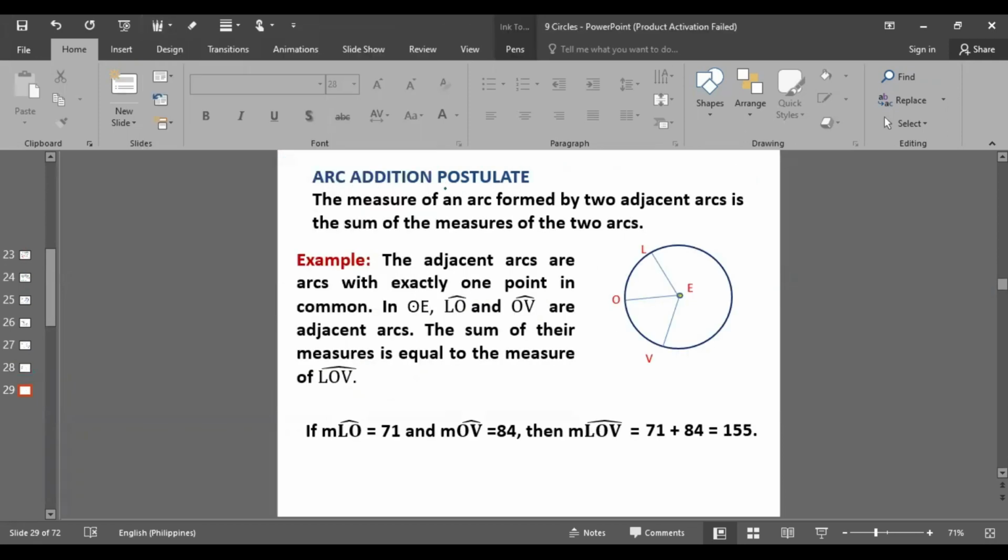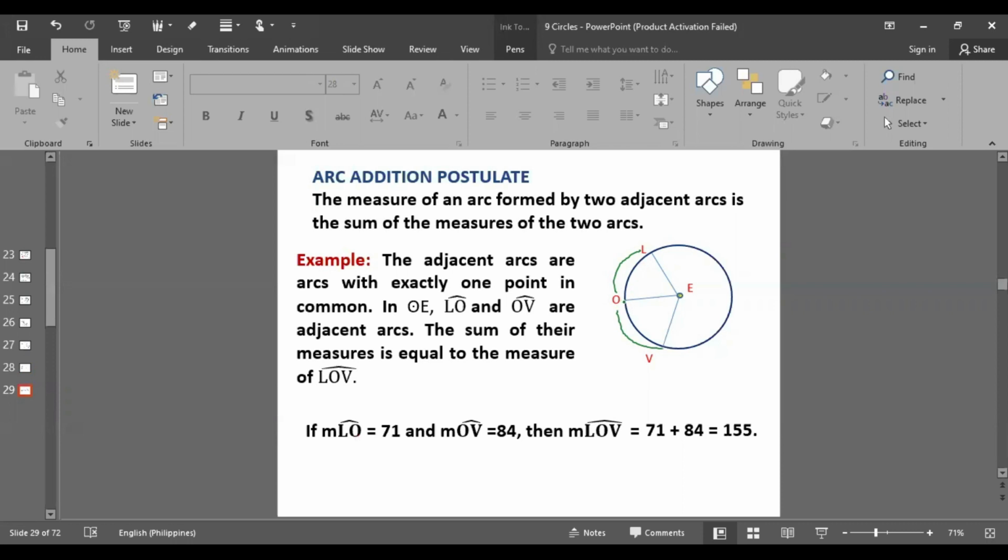Let's have the arc addition postulate. So the measure of an arc formed by two adjacent arcs is the sum of the measures of the two arcs. So in circle E, arc LO and arc OV are adjacent arcs. When we say adjacent arcs, these are arcs with exactly one point in common. So which one is the common endpoint?